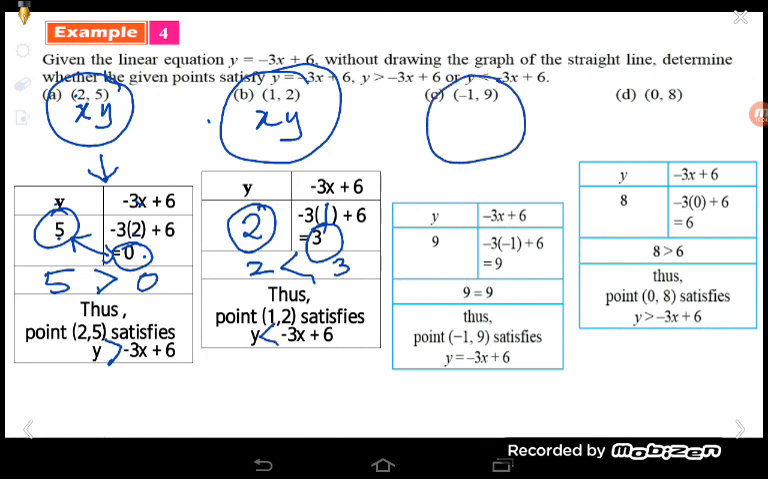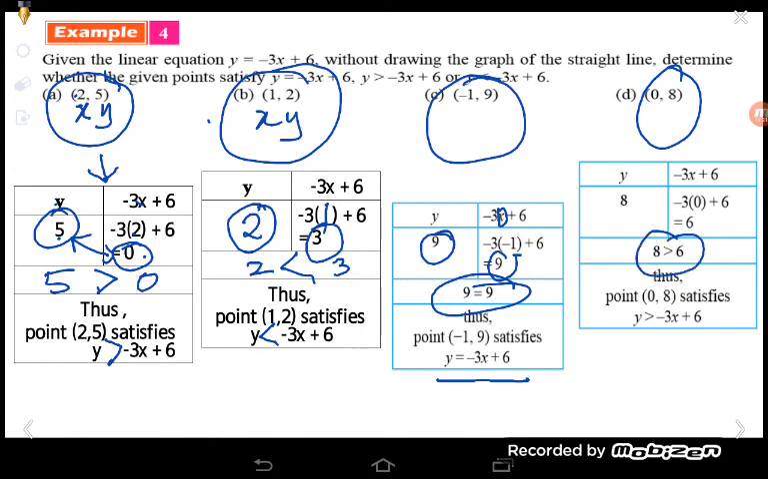Okay, for -1, 9. So 9 here, and then when you put -1 here, it will become 9 also. So 9 equals 9. So the point satisfies this equation, equal. And then for 0, 8, you found out that 8 is more than 6, so it satisfies this inequality, more than. So that is very easy, very simple.